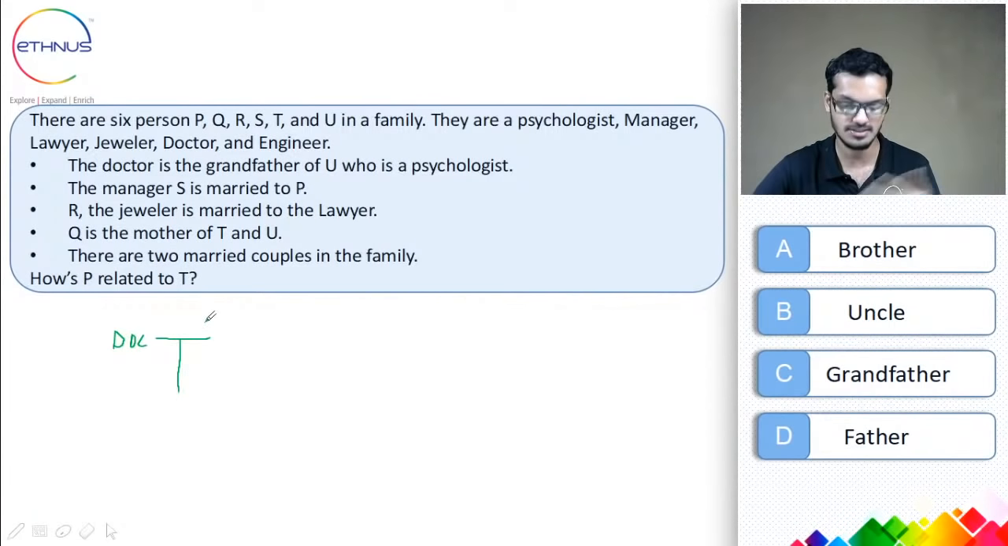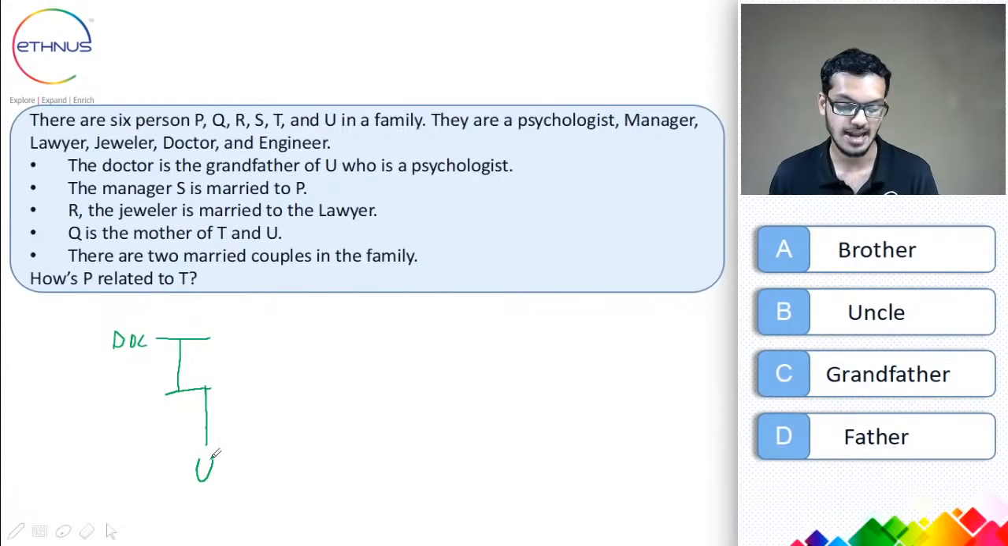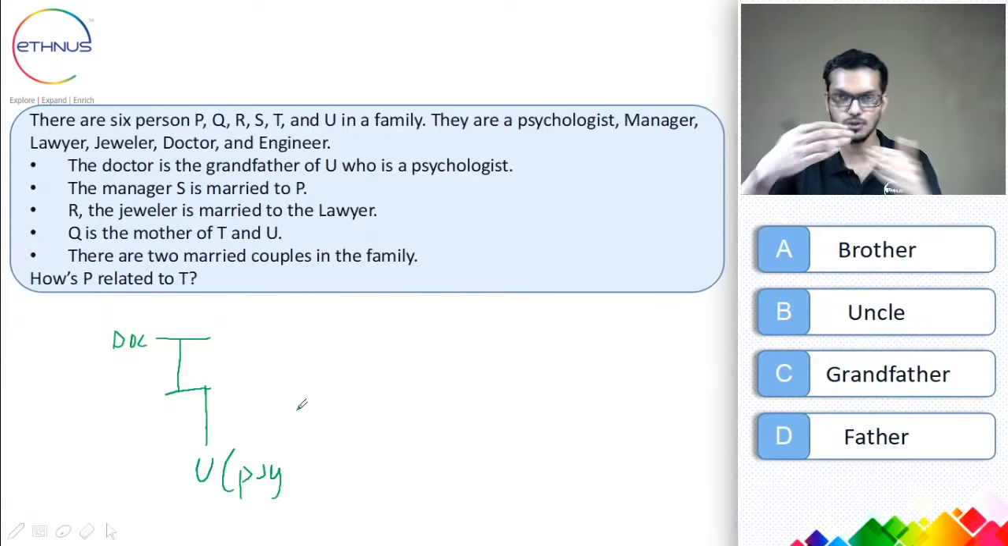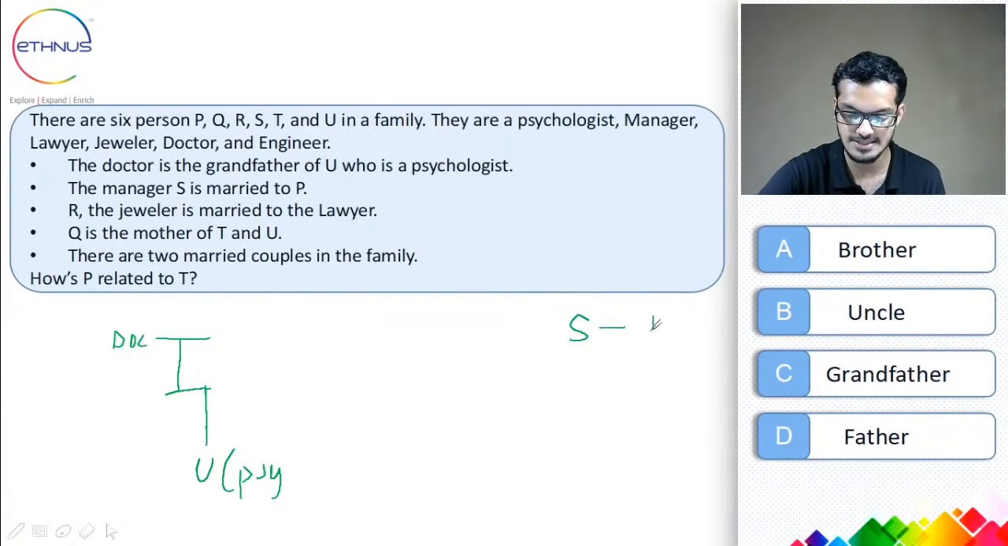So doctor's sons, maybe you can say, so this is U. Okay. So doctor is a grandfather of U, who is a psychologist. So I just wrote it 2 generations below so that it will be easy for you to understand. Then the manager S is married to P, so there is no relation between these two. See, if at all anyone is a couple, like 2 people are a couple, I'm going to mention that with a line.